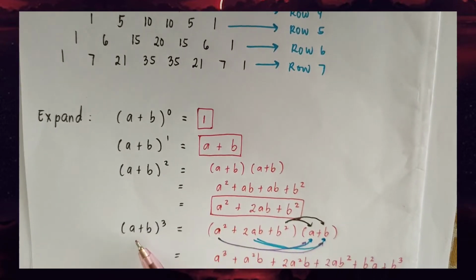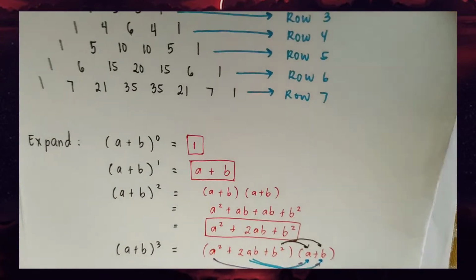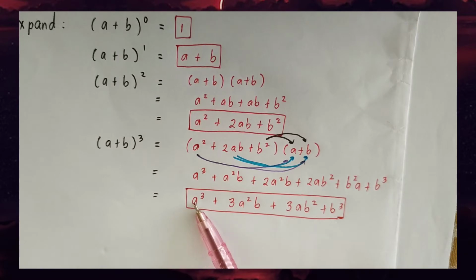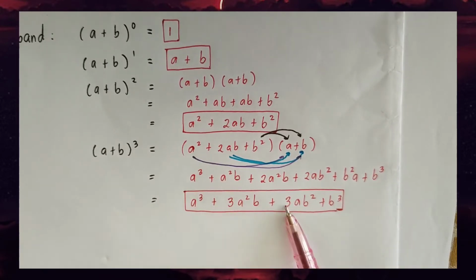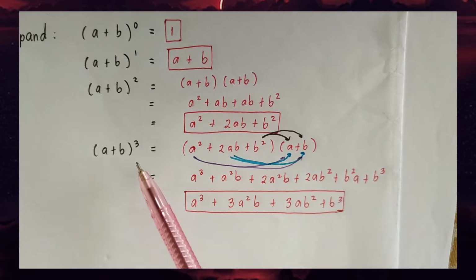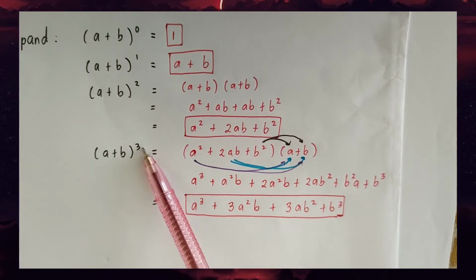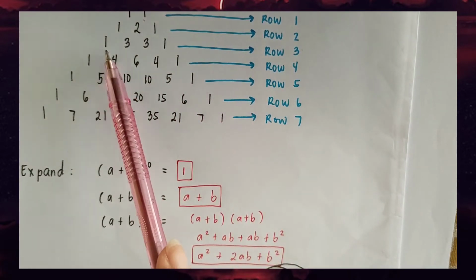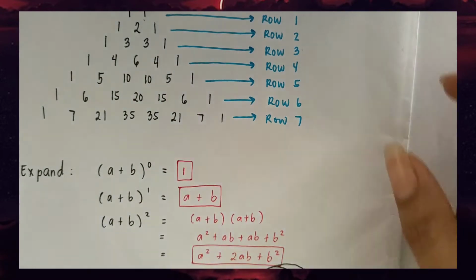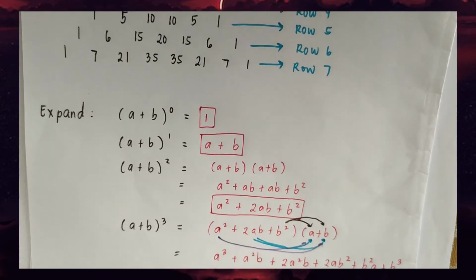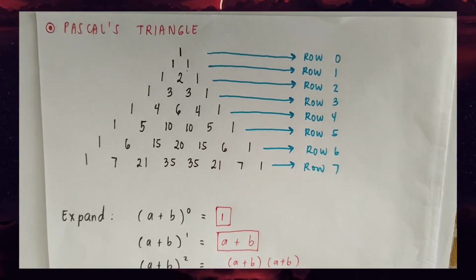Next, the quantity of a plus b cubed. The coefficients here are 1, 3, 3, and 1. Let us look in our Pascal's triangle if we have the same coefficients. So we have here the exponent 3, so we will look at row 3. And we have there 1, 3, 3, 1 as the coefficients. It looks like magic, isn't it?